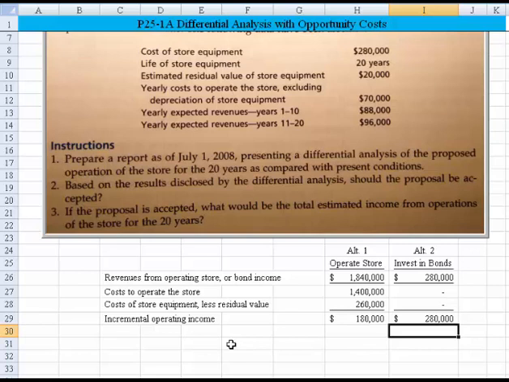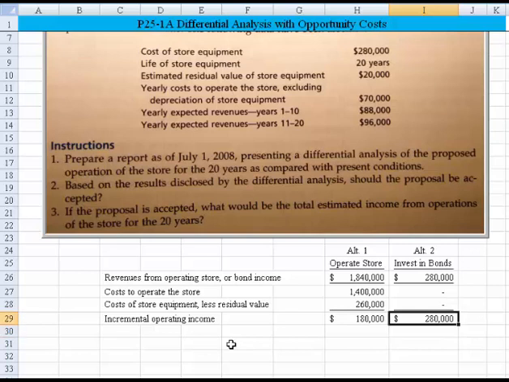Part 2 says, based on the results we disclosed in our differential analysis, and all of these costs represent differential analysis, right? They're all incremental costs to the decision at hand. Should we accept the proposal? And clearly we should not, because operating the store is less than the investment in bonds. Okay, then part 3 says, if the proposal is accepted, what would be the total estimated income from operating the store for the 20 years?